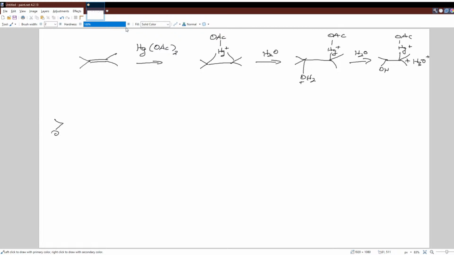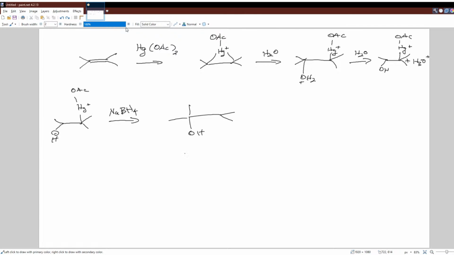And then the demercuration step, well, we obviously take off the mercury, and the way we're going to accomplish that is by putting it in sodium borohydride, I think is what it's called. Wait, is that what it's called? Good question. Whatever it's called, we end up getting our alcohol out with just this replaced by hydrogen.